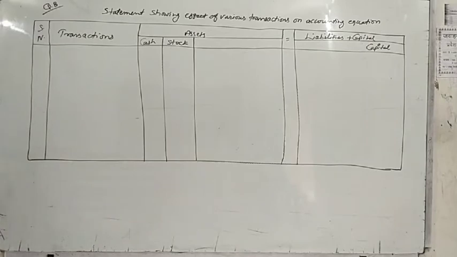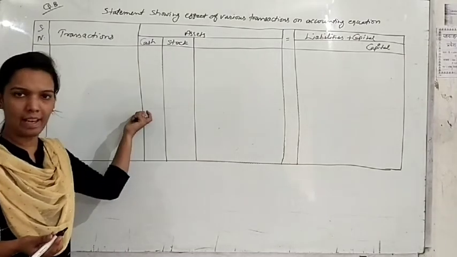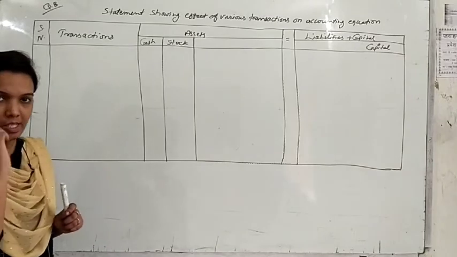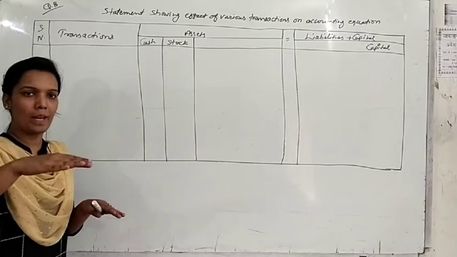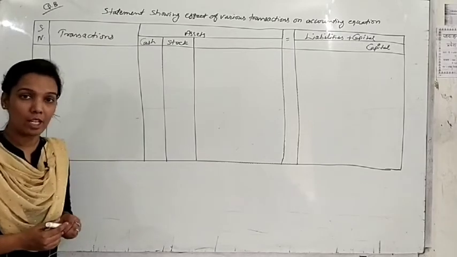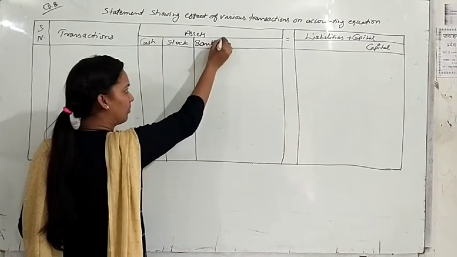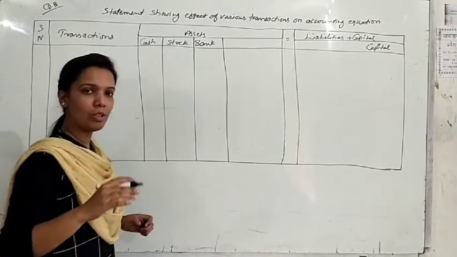Second point: sold goods at a profit of 25%. You are selling goods. It means stock and cash. Third point: deposited into bank account. You are depositing money into the bank account. It means your cash reduced from the business, but your bank account increased. So that is also your asset, so we will make a separate column for bank. Cash decreased, but bank account increased.